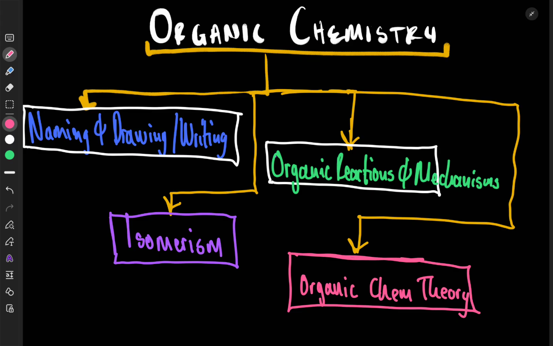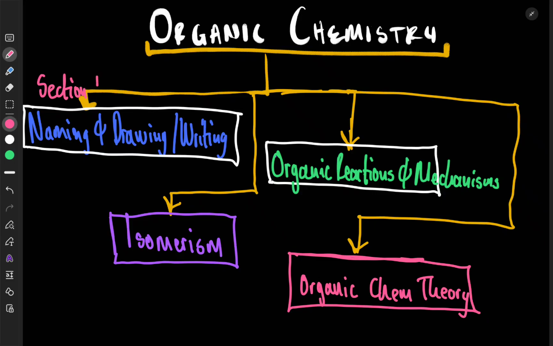This is another section. So first is naming and drawing. You look at the questions that do with naming and drawing. You go through the naming and drawing of all compounds. Then afterwards, you go through isomerism. Then after that, you go through organic reactions and mechanisms. Then after that, you go through organic chem theory. Even when you go through problems, don't mix it up. Do each section at a time.